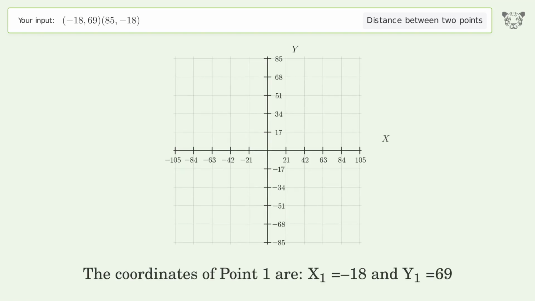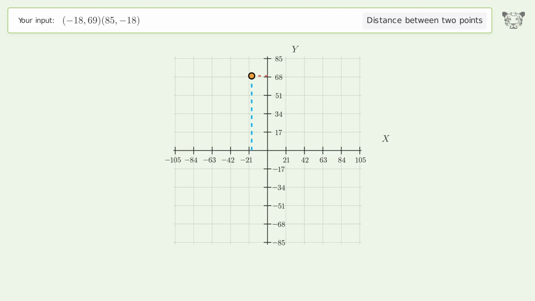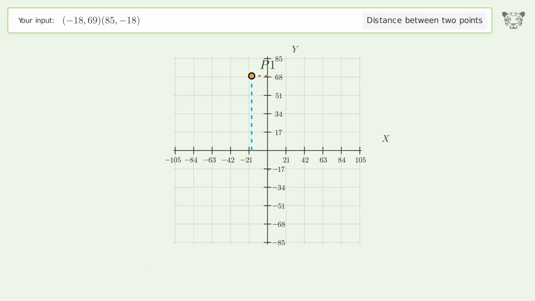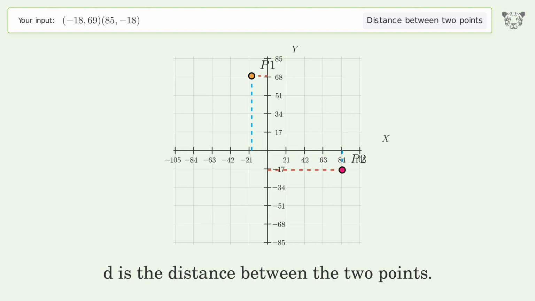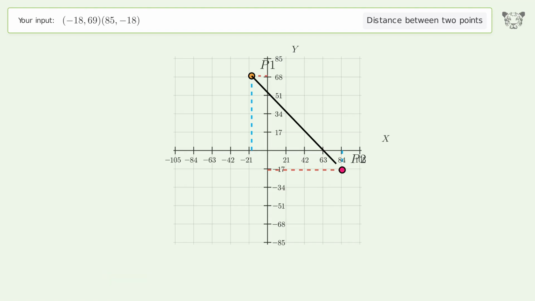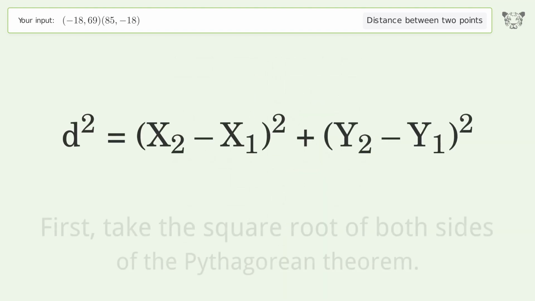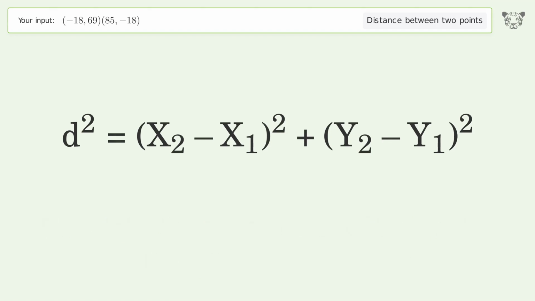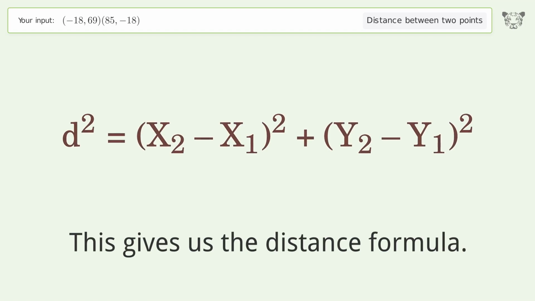The coordinates of point 1 are x1 equals -18 and y1 equals 69. The coordinates of point 2 are x2 equals 85 and y2 equals -18. D is the distance between the 2 points. First, take the square root of both sides of the Pythagorean theorem. This gives us the distance formula.